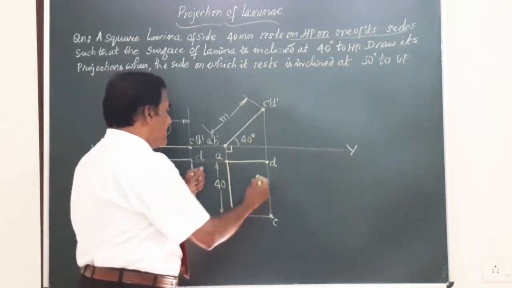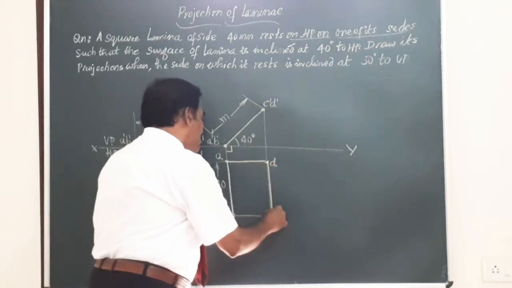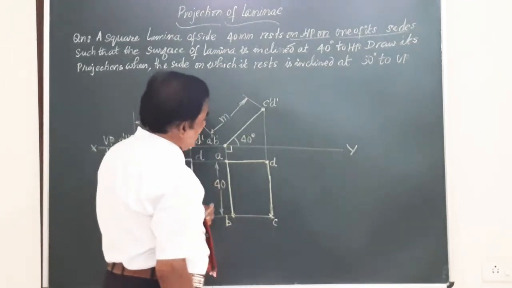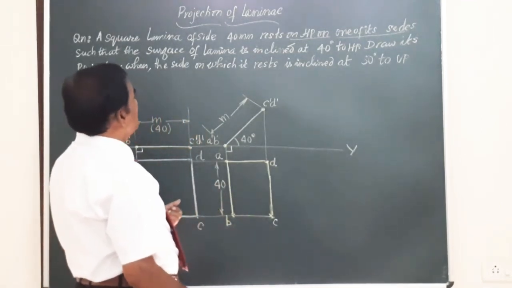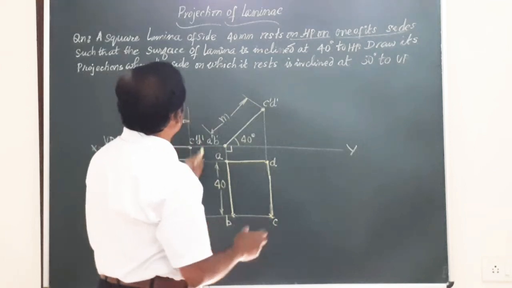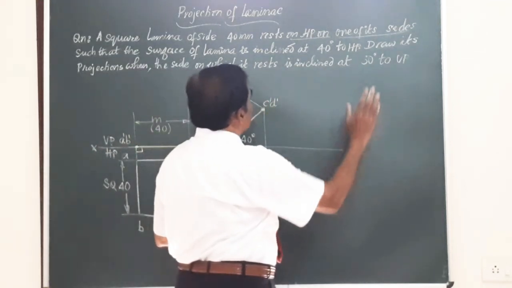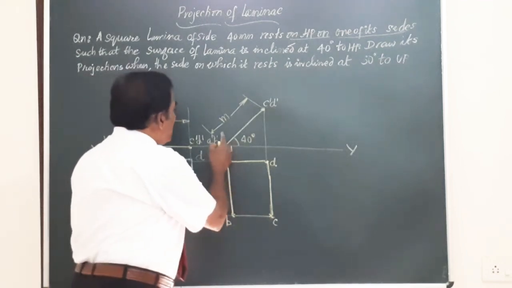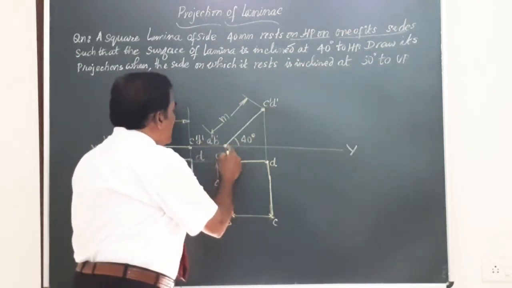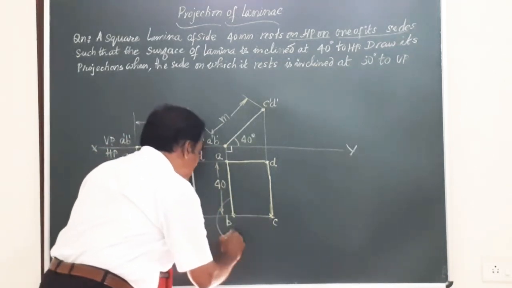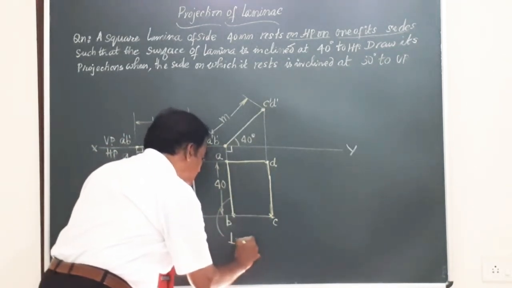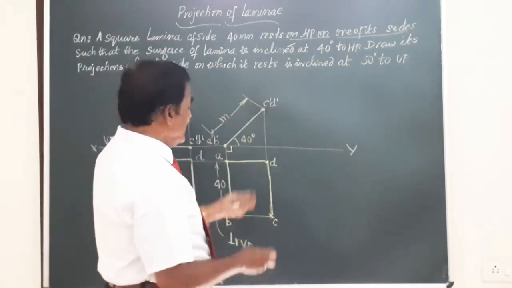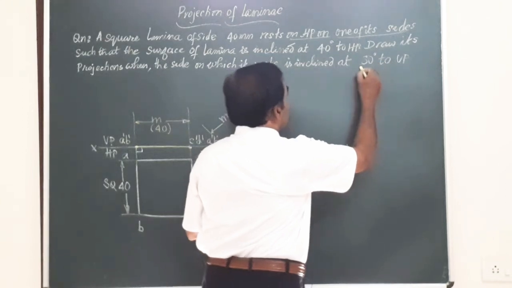Friends, now this is the top view when the object is tilted through an angle of 40 degrees to HP. And now he says in the question, draw the projections when the side on which it rests is inclined at 30 degrees to VP. Friends, the lamina is resting on AB, and that side AB here is perpendicular to VP. But he says this has to be at an angle of 30 degrees to VP.